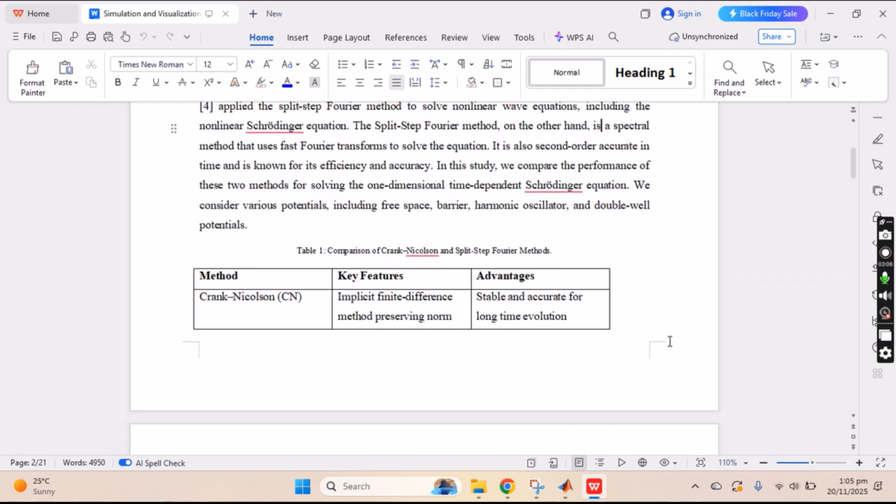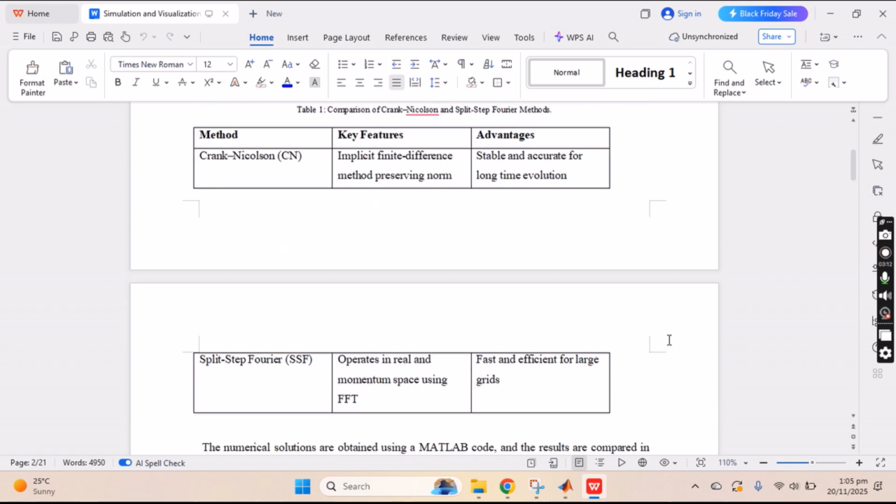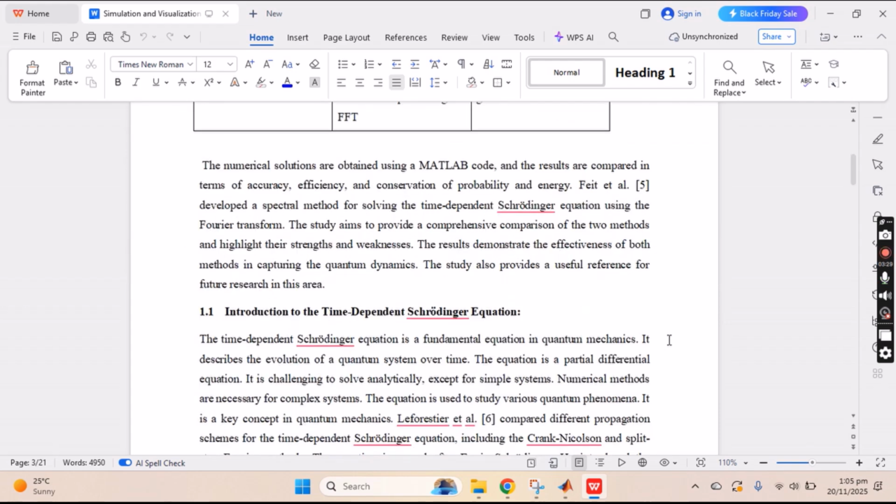Here is the table, which is a comparison of the Crank-Nicolson and Split-Step Fourier methods, which provides its key features and advantages as well. Crank-Nicolson is stable and accurate for long-time evolution, and the Split-Step Fourier, SSF, is fast and efficient for large grids.